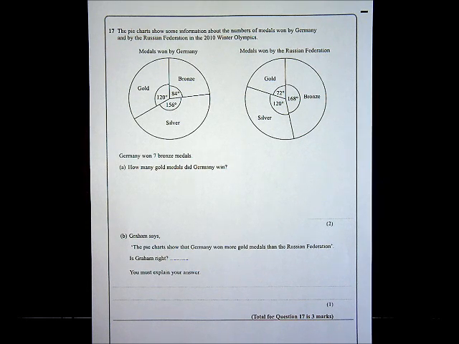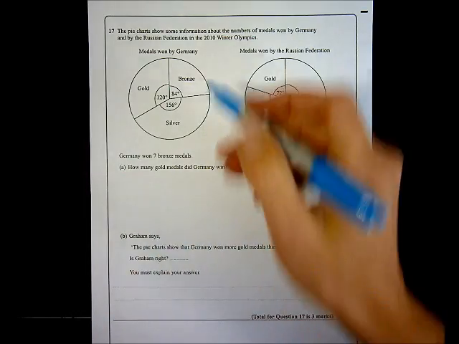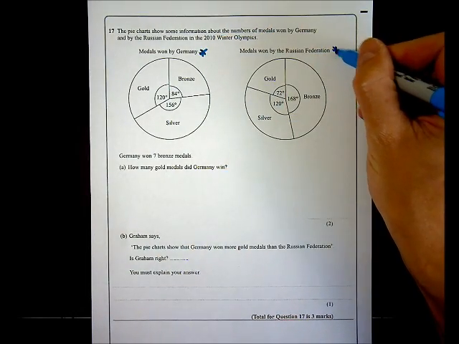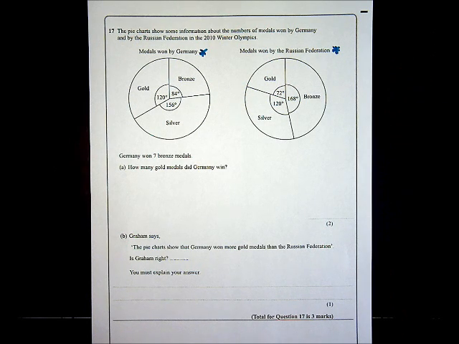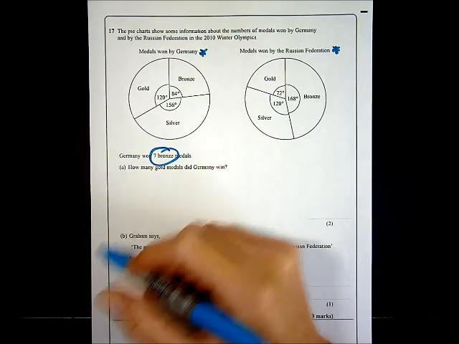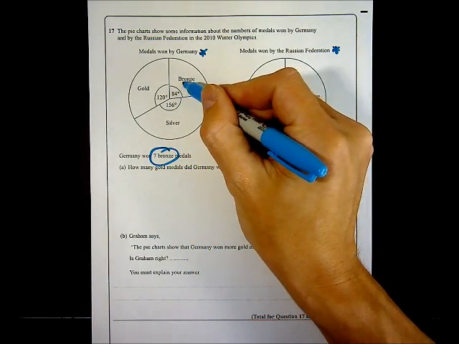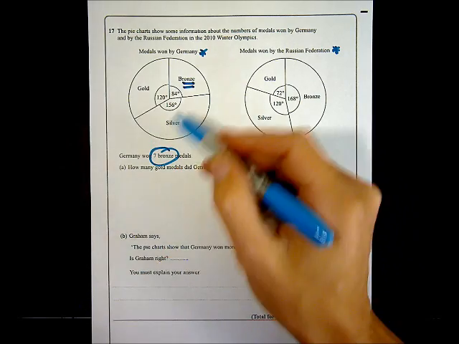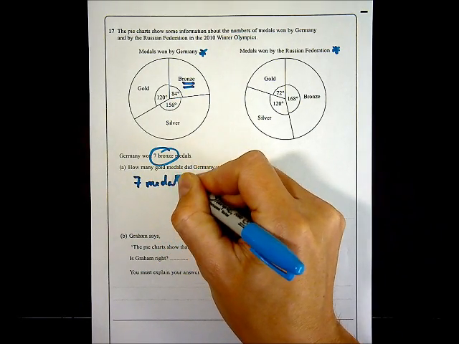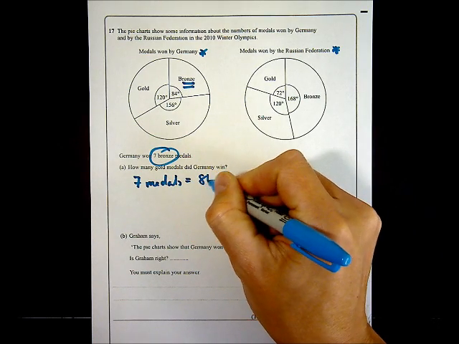In question 17, I'm shown a couple of pie charts that compare the medals won by Germany in this pie chart here with the medals won by the Russian Federation at the 2010 Winter Olympics. And in part A, I'm told that Germany won 7 bronze medals. So 7 bronze medals, I'm going to find that section on my pie chart, and that is 84 degrees. So 7 medals is equal to 84 degrees.